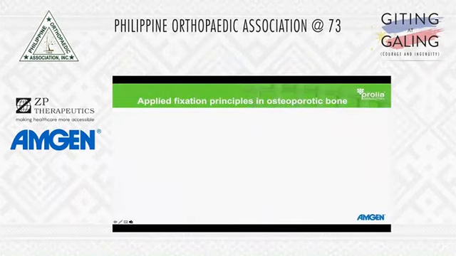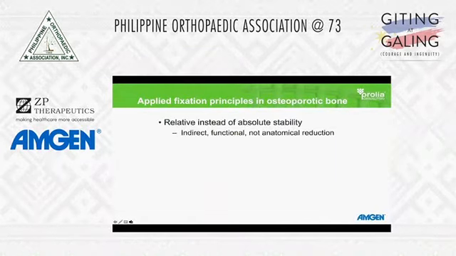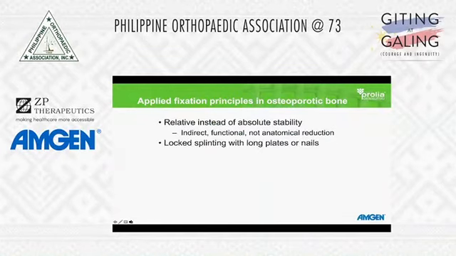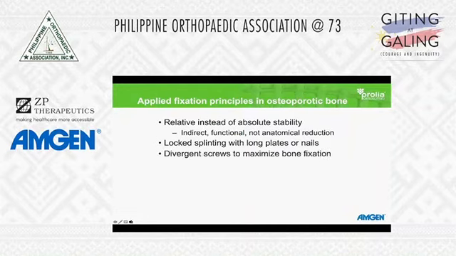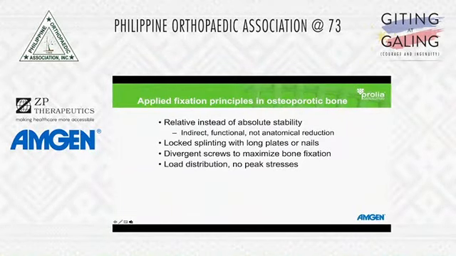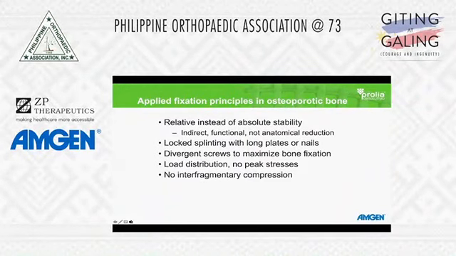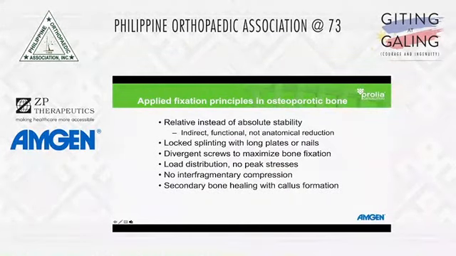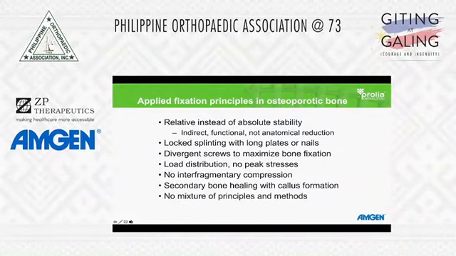So these are the applied fixation principles in osteoporotic bone. The use of relative instead of absolute stability constructs, lock splinting with long plates or nails, divergent screws to maximize bone fixation, load distribution with no specific peak stresses, don't use interfragmentary compression in weak bone, and aiming to get secondary bone healing with callus formation. Remember not to mix your principles and methods for these cases.